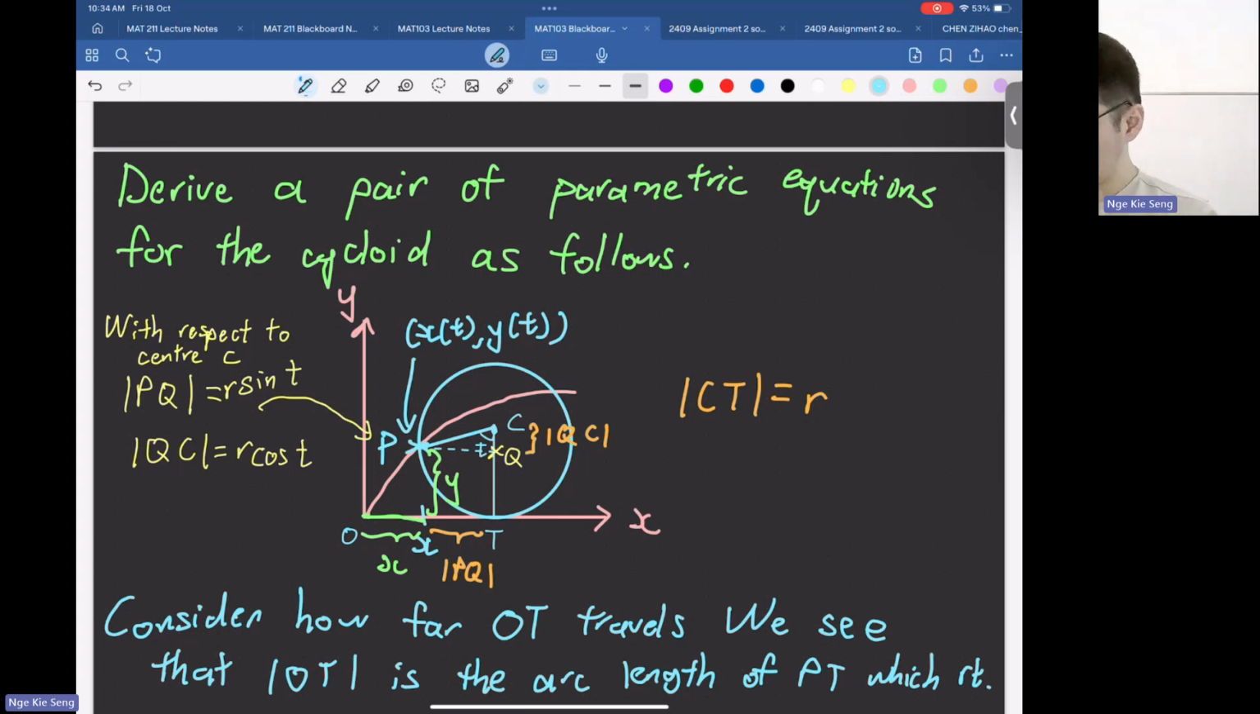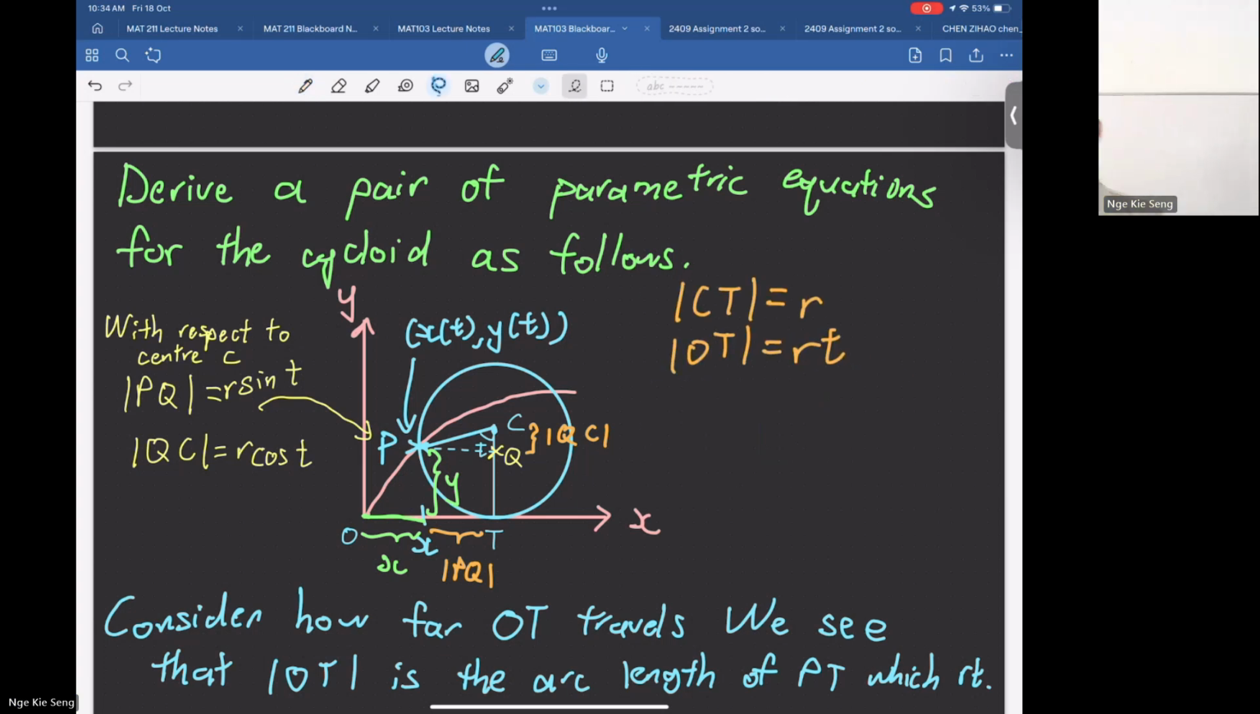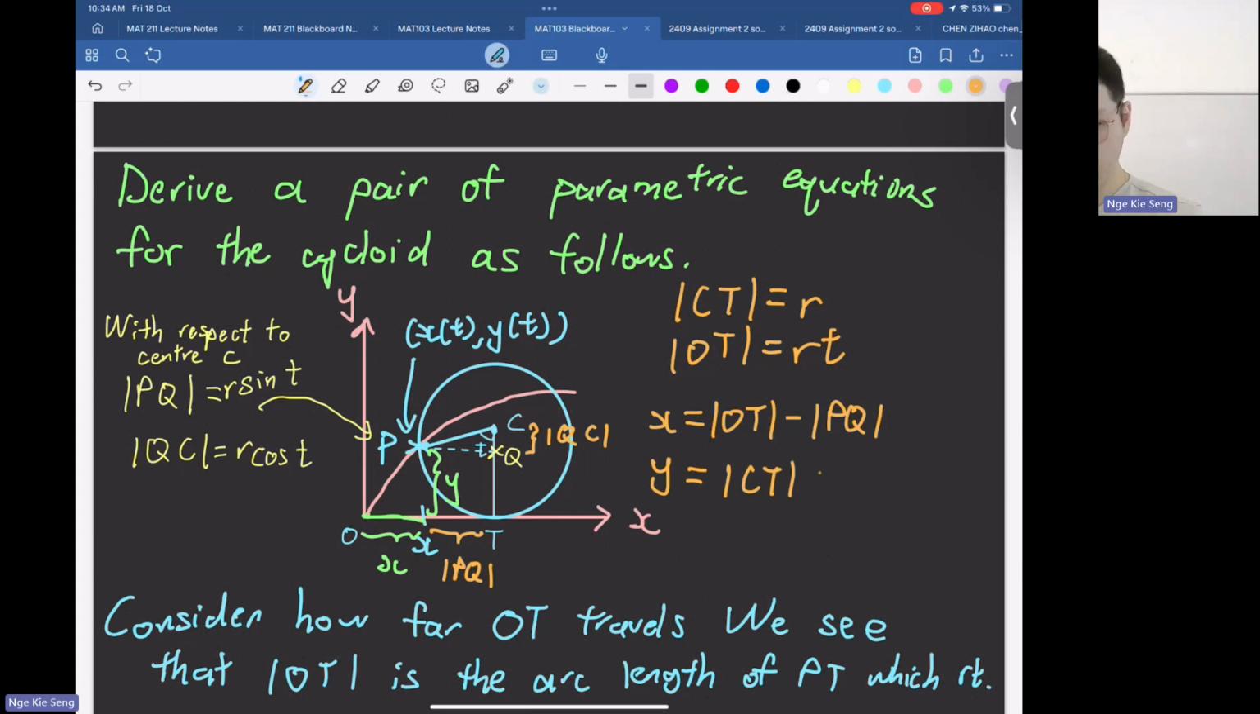So let's denote here, OT is R times T. Good. So time to compute X and Y here. X is OT minus PQ, and then Y is CT minus QC. Good. So let's compute it.